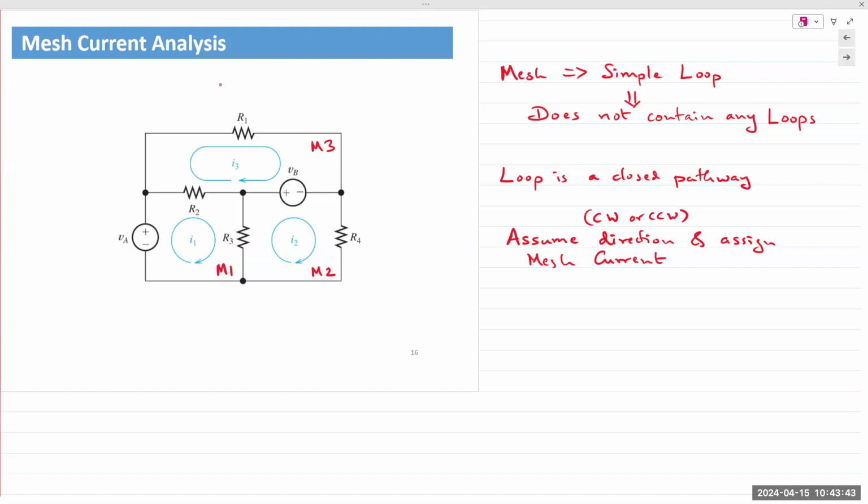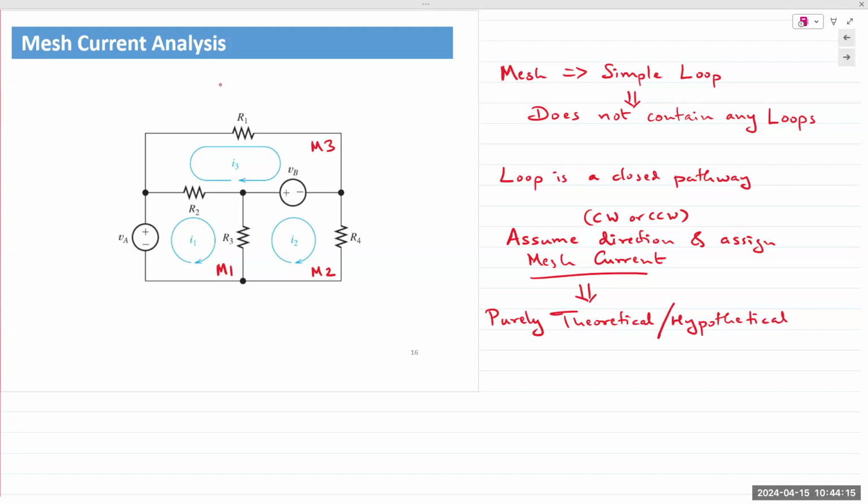But here's the important point. Mesh currents are not real. They are purely theoretical or hypothetical. They do not exist in real life. They are purely for theoretical purposes.